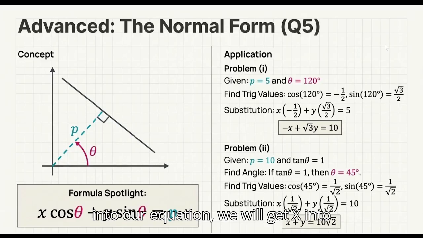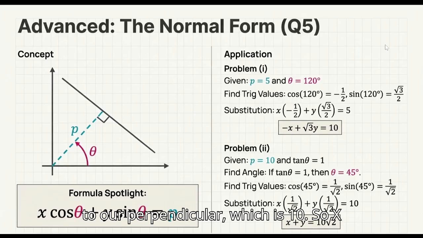Substituting these values into our equation, we will get x into 1 over root 2 plus y into 1 over root 2, and that is equal to our perpendicular, which is 10. So x plus y is equal to 10 root 2.